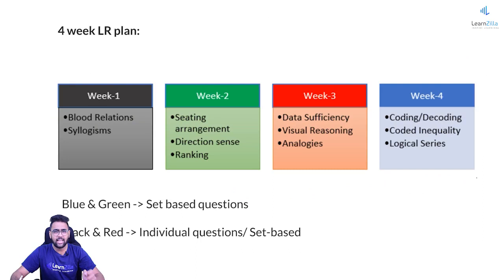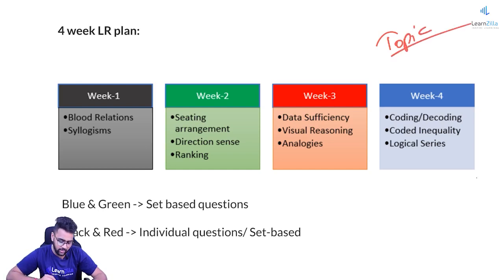Unlike the strategy that I've given for quant and reasoning, instead of going with the sub-module and module-based approach each week, I have gone with a topic-based approach every week. In week 1, I'll cover blood relations and syllogisms. This is where I start. Then in week 2, I consider seating arrangement, direction sense, and ranking. Blood relations can be seen more as an individual standalone question, even though there is a high chance that you get a passage, but there is a good chance that there can be questions in an individual capacity. Same is the case with direction sense. But seating arrangement and ranking is a set-based kind of question most of the time.